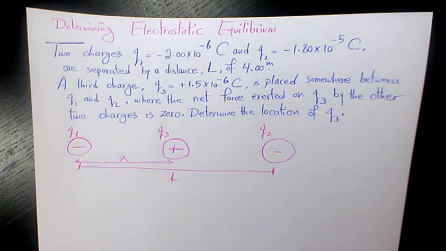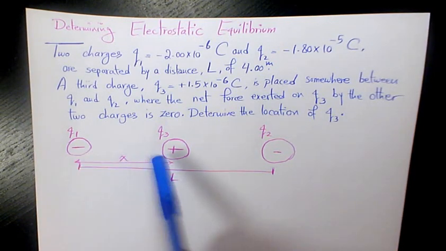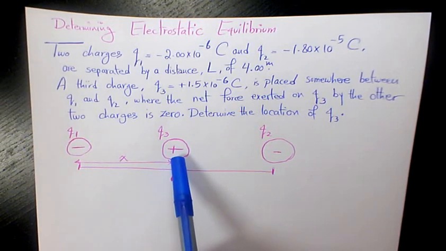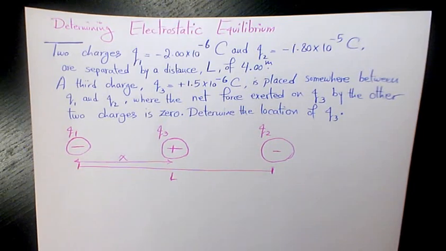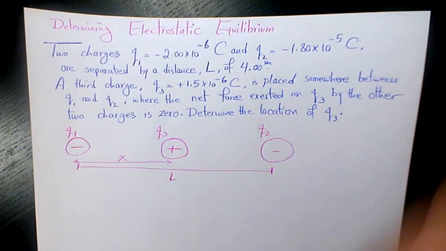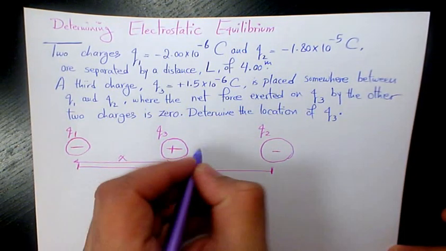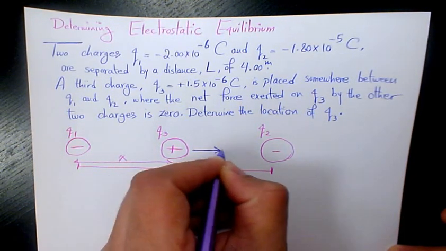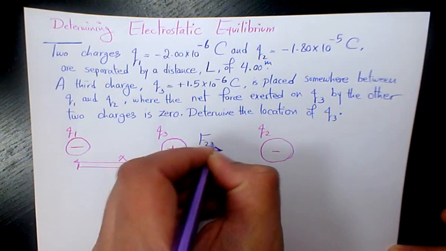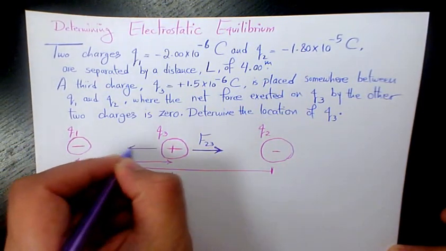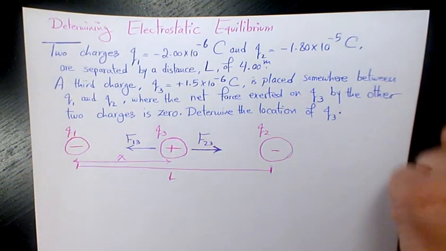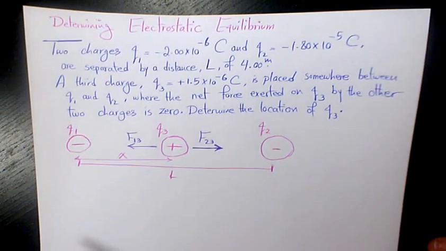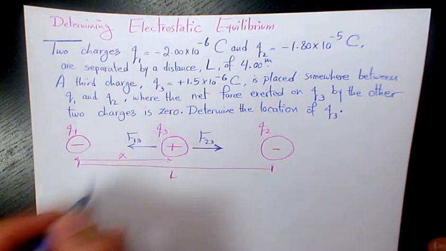Since we have two forces coming from these two charges on Q3, and the resultant or net force of these electrical forces is 0, we are dealing with electrostatic equilibrium. Here we are dealing with unlike charges, so they attract each other. It's going to be F23, and here we are dealing with F13, the force acting on the third one. So let's calculate F23 and F13.